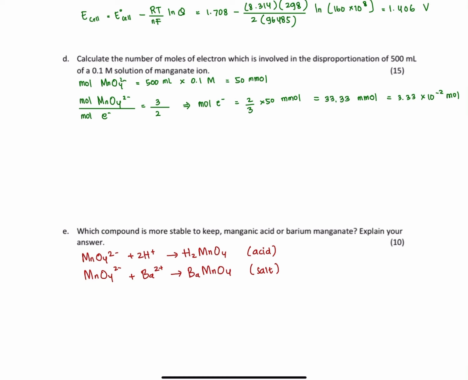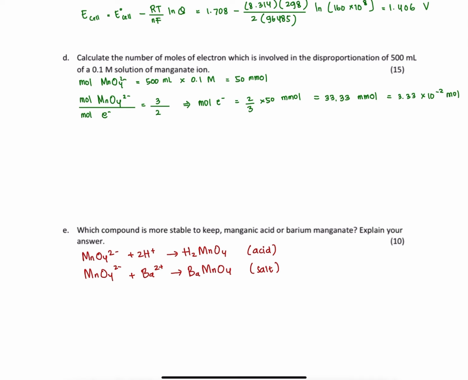So we can say that the barium manganate will be more stable because it has ionic interaction here, ionic bonding, which will be stronger compared to the bonding in the acid. So this one should be more stable.